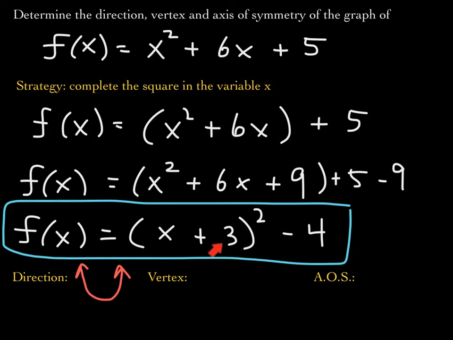Now the vertex, remember it's H, K. But be careful when you're identifying H. Take the opposite of what you see. So in this case, the vertex is -3, -4. The AOS is x equal to -3.